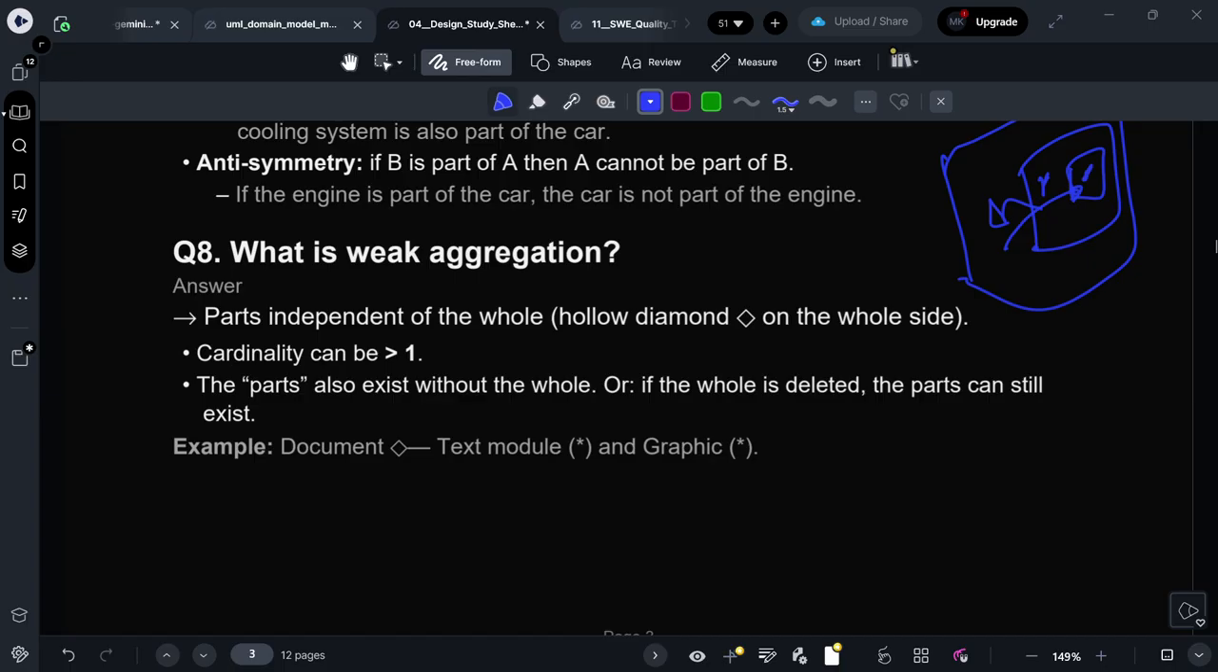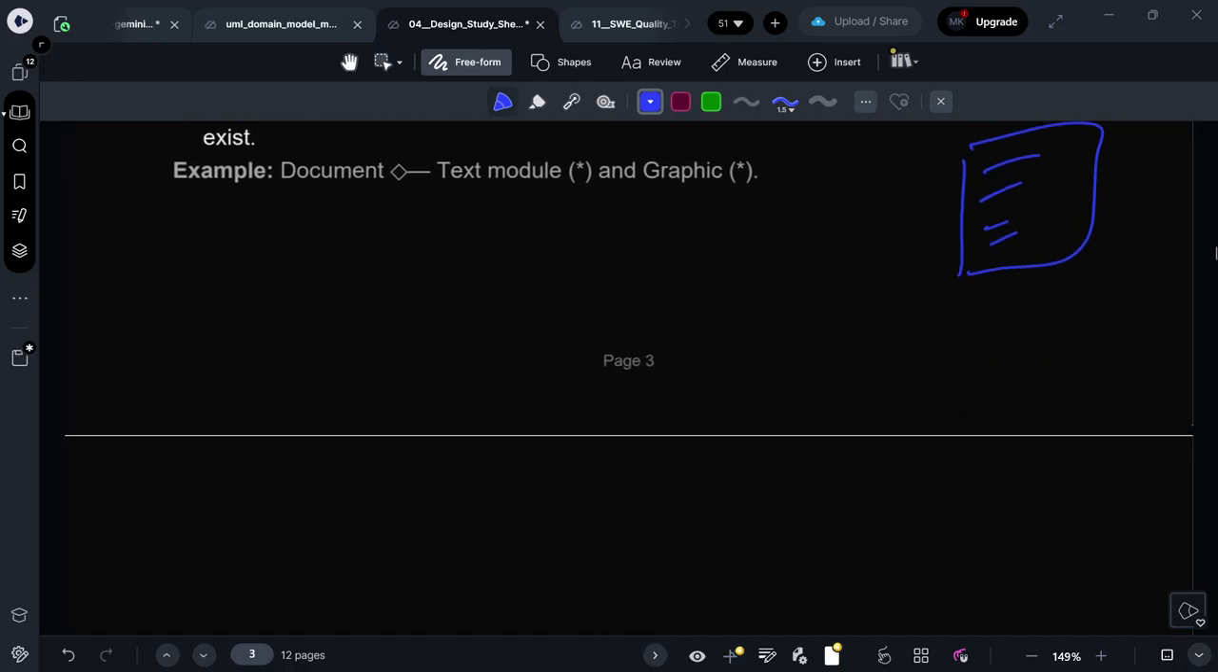Cardinality can be more than one. The parts also exist without the whole, so if the whole is deleted, the parts can still exist. So a document has a weak aggregation to text. It's not dependent, so if you remove the text and the graphic, the document still exists. You make a new blank document and add the text. So if you remove this text, you can still keep the document.